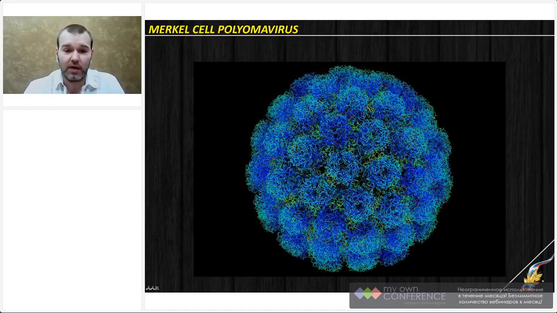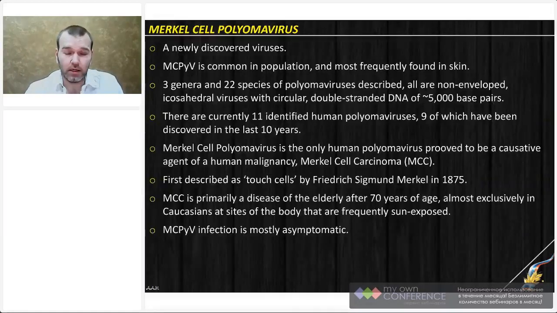The first virus is Merkel cell polyomavirus. It is the virus which can affect Merkel cells. It is a newly discovered virus, and it actually causes disorders in the elderly population. Nowadays, 3 genera and 22 species of polyomaviruses are described. All viruses are naked, have icosahedral symmetry. They have double-stranded DNA, as do the majority of oncogenic viruses, and the genome is kind of short.